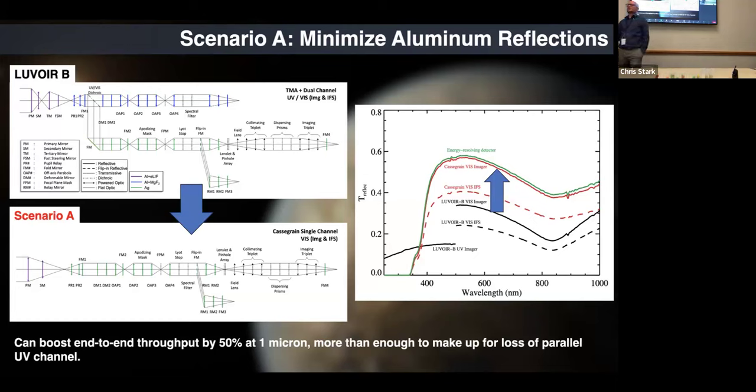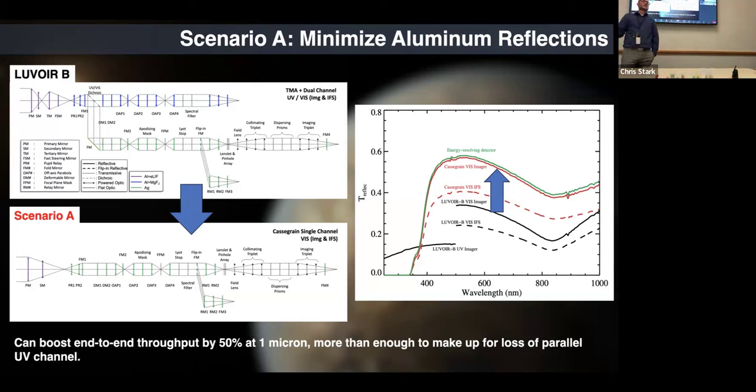And the LUVOIR mission had 3 coronagraphs operating in parallel. One of them was a UV coronagraph. And because the UV coronagraph operated in parallel, that meant all of the pre-coronagraph optics had to be aluminum. And aluminum has a lower reflectivity than silver. There were 7 of these aluminum optics, so we had a major reduction in throughput.